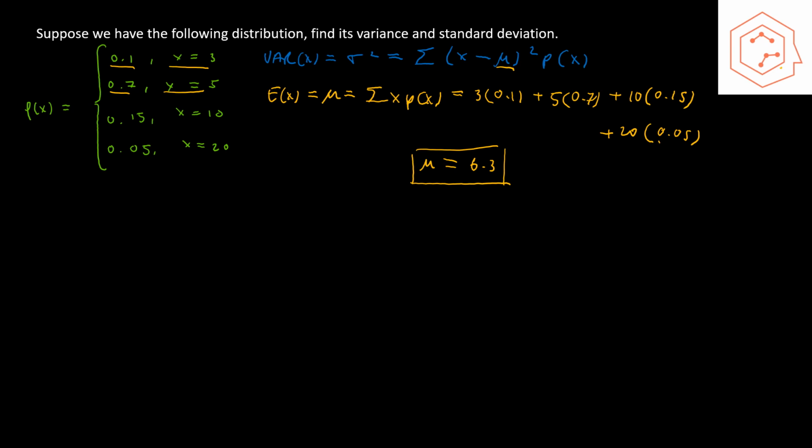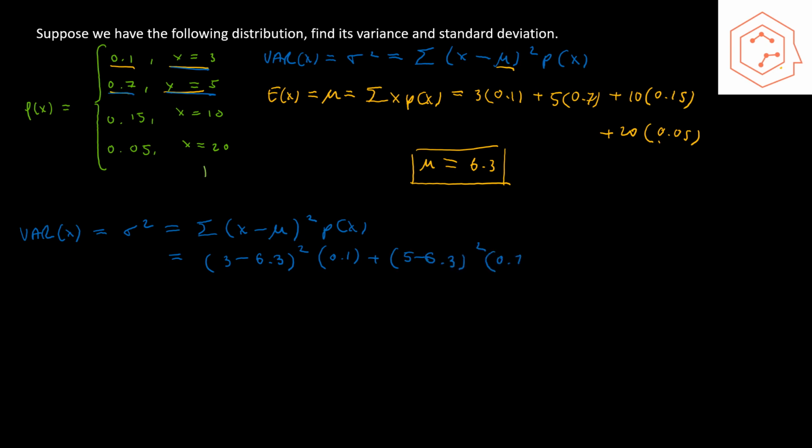Now to find the confidence associated with getting this average, we'll calculate the spread of the data using the variance. So the variance, just to write it once more, equal to sigma squared, the sum of each point minus the average, multiplied by the associated probability. So we'll start with the first point, 3 minus the average of 6.3 squared times the probability, so 0.1. Then we go to the second point, 5 minus 6.3 squared times its associated probability, 0.7, plus 10 minus 6.3 squared times 0.15, and finally 20 minus 6.3 squared times 0.05. And if you plug that into your calculator, you'll get an answer of around 13.71 for the variance, or sigma squared.